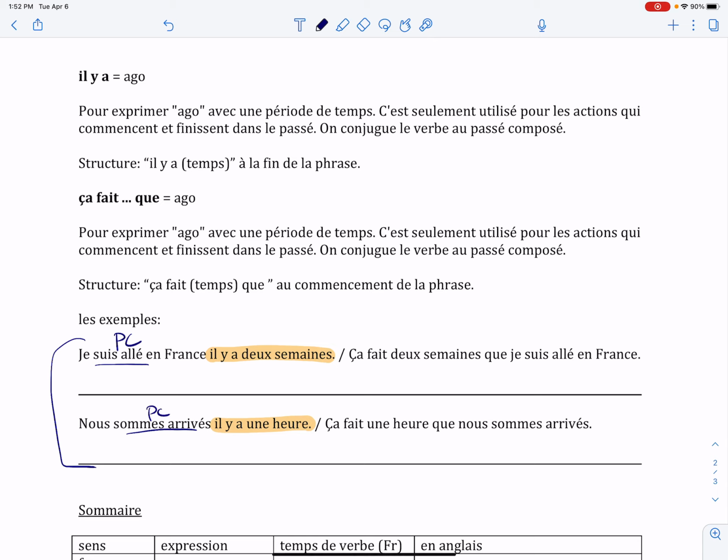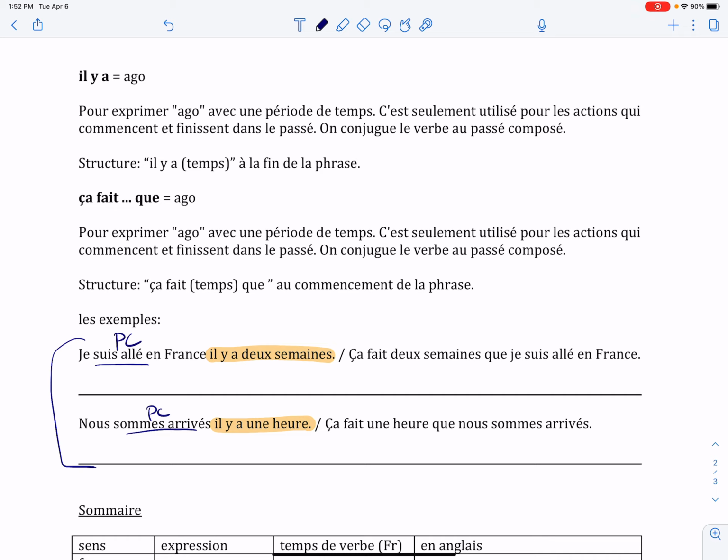Now, we can also express that idea of ago with the expression ça fait que. And there are a couple other ones. There's also voilà que and il y a que. But ça fait que is the most common one, and I don't want to confuse you by throwing too many expressions at you all at once, especially on a Wednesday where you're doing this on a video. So ça fait que. It's the same definition. You're expressing ago with a period of time.